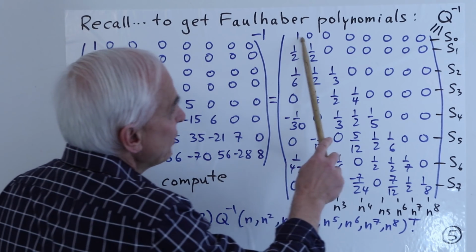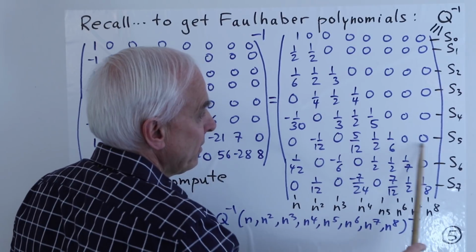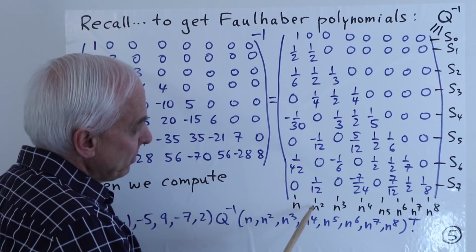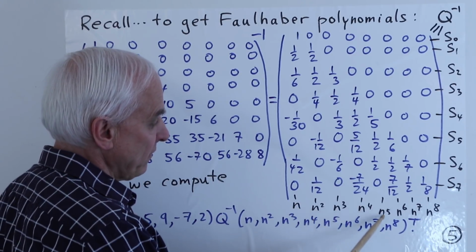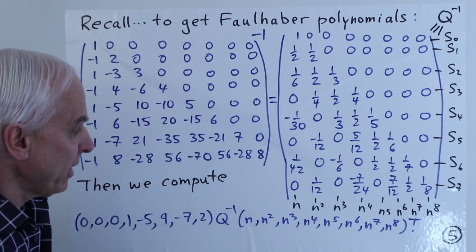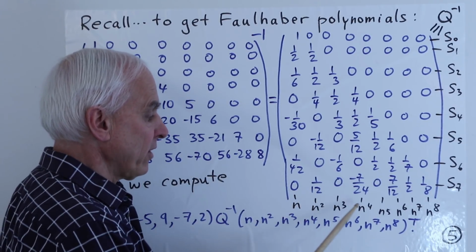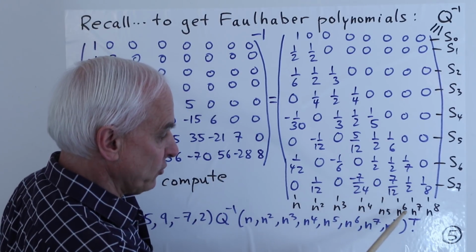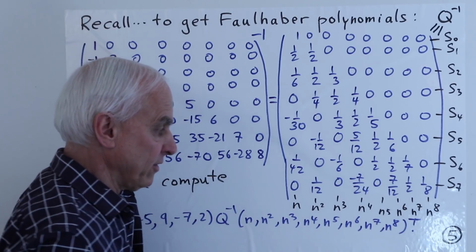And the way to interpret these things, each one of these rows corresponds to a Faulhaber polynomial, and the columns correspond to powers of n, starting with n, n squared, n cubed, n to the fourth, n to the fifth, n to the sixth, n to the seventh, and n to the eighth. So for example, the seventh one would be 0n plus 1/12 n squared plus or minus 7 over 24 n to the fourth plus 7 over 12 n to the sixth plus 1/2 n to the 7 plus 1/8 of n to the eighth.